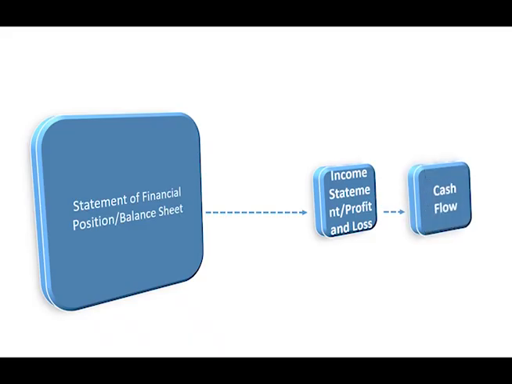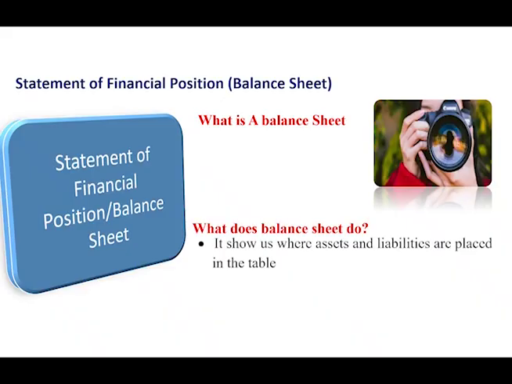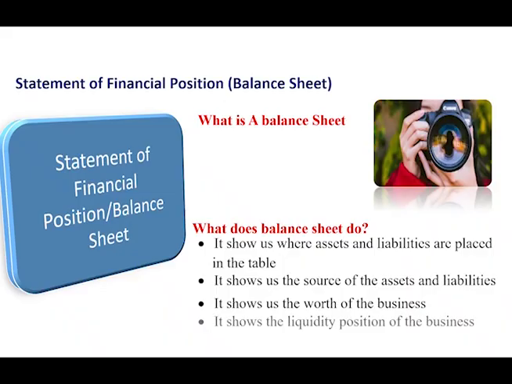What is a balance sheet? This shows the state of affairs of a client's business at a particular time. The snapshot at the time of assessment is what confirms the static nature of the analysis taken. What does a balance sheet do? It shows us where assets and liabilities are placed in the table. It shows us the source of the assets and liabilities. It shows us the worth of the business. It shows the liquidity position of the business.